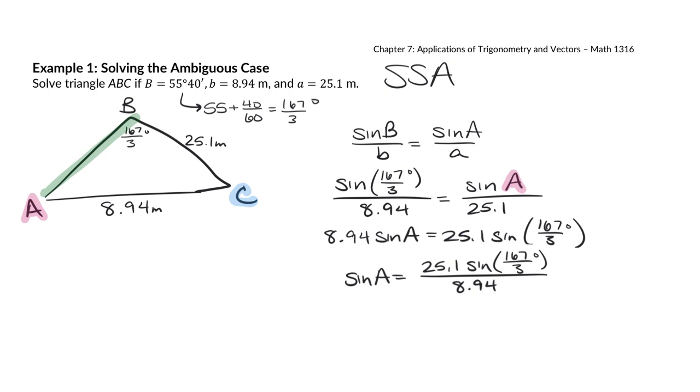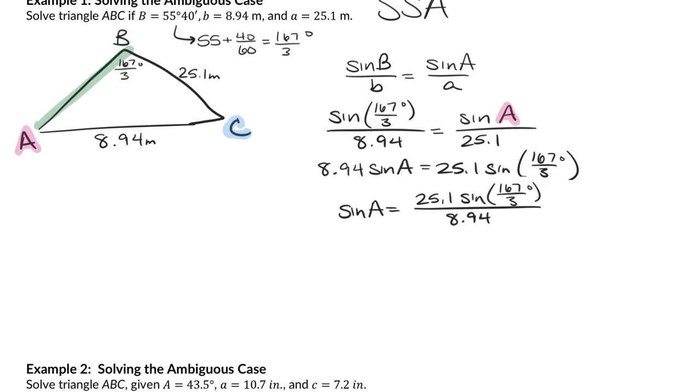In these kinds of problems, when we're being cautious because we have side-side-angle, you get here, and before we isolate and solve for big angle A, I want you to actually evaluate in your calculator that crazy fraction. So in your calculators, please do the fraction 25.1 times the sine of 167 over 3. Make sure your calculator is in degrees. All divided by 8.94. I'll give you a second. Don't say it out loud, just calculate. Let's make sure we can all do this part.